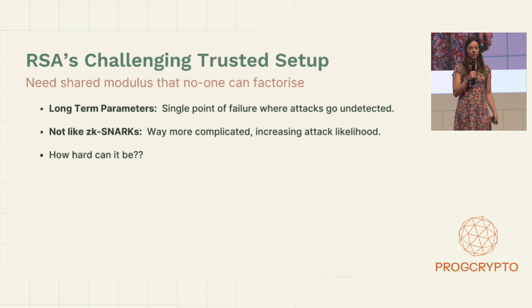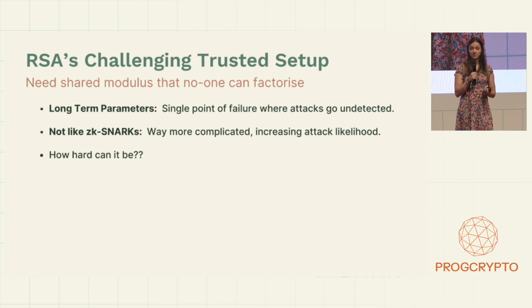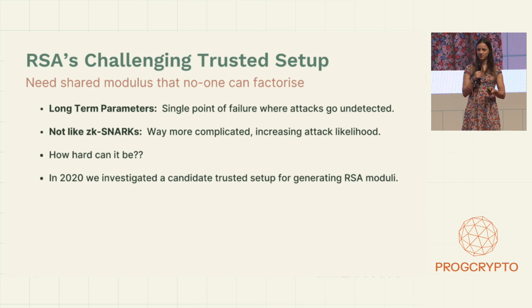So for the RSA VDF, we require a trusted setup, basically because we need a shared modulus that nobody in the world can factorize. This creates some long-term parameters, which are creating a single point of failure where if an attack happens, it could go undetected. The trusted setup we're running in order to get this modulus is somewhat related to zero-knowledge SNARKs in the sense that there's a trusted setup, but actually it is way more complicated, which makes the chances of an attack much more likely. But in 2020, we were thinking, we would like to run the RSA VDF, shall we give it a go? Is it really hard?